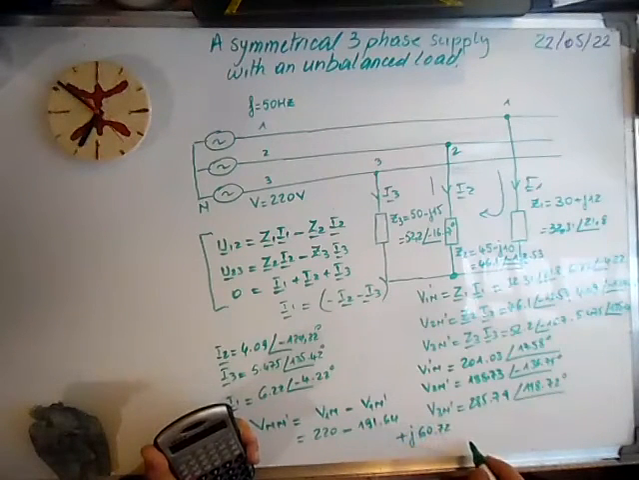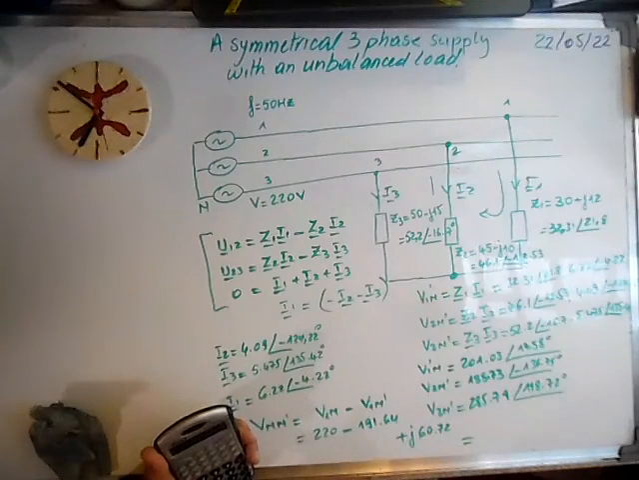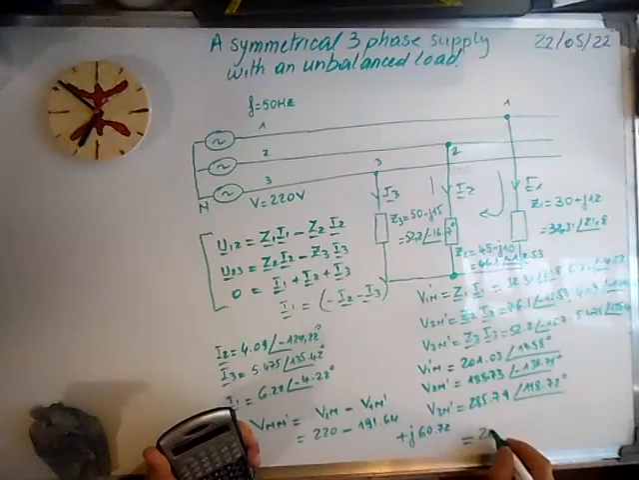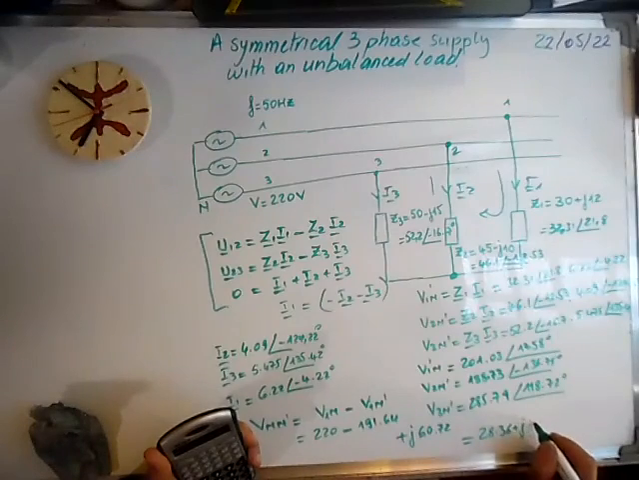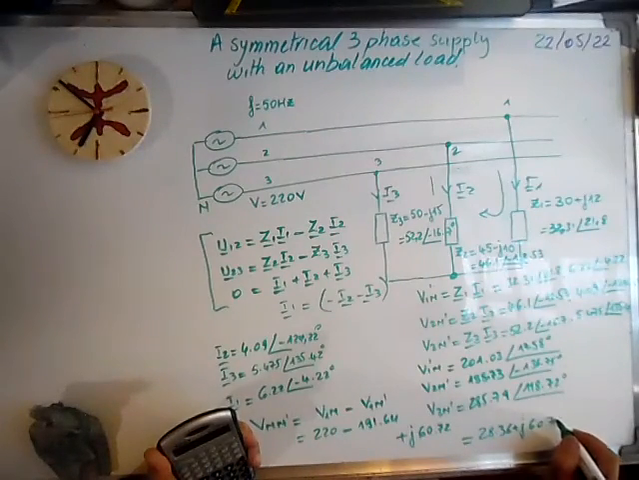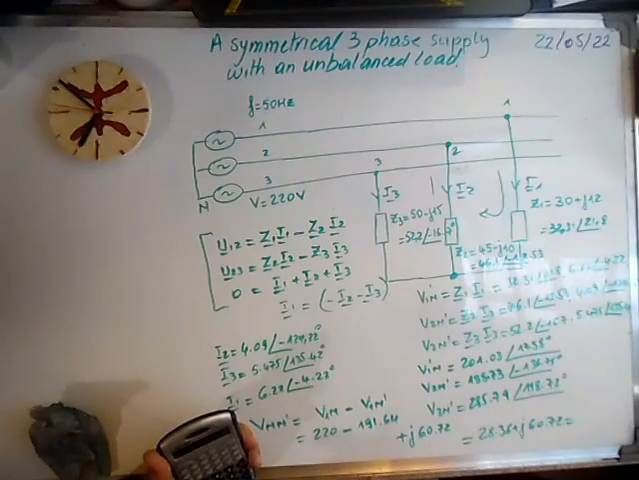And we can write now 220 minus 191.64, it's 28.36 plus j60.72, and in polar form this is the square root of 28.36 squared plus 60.72 squared, with the argument equal to the inverse tangent.